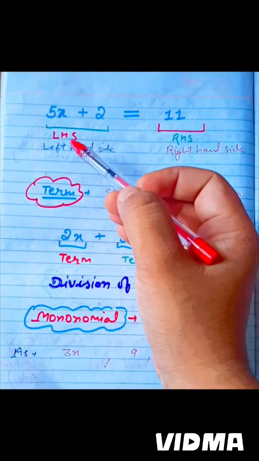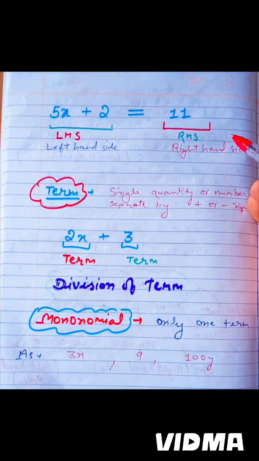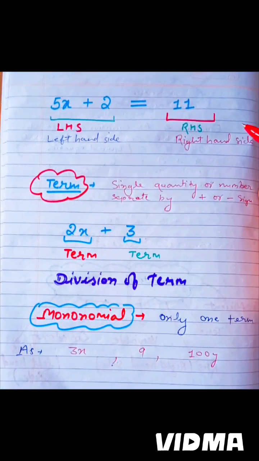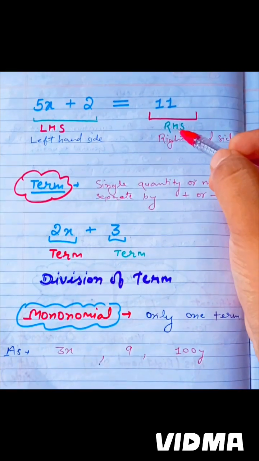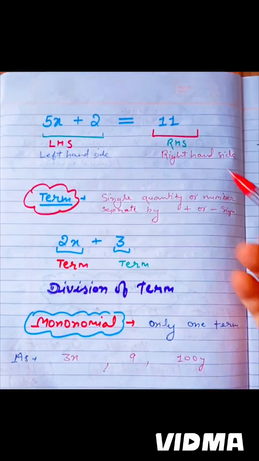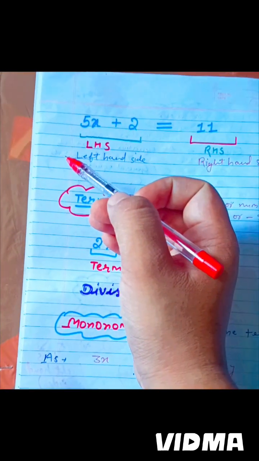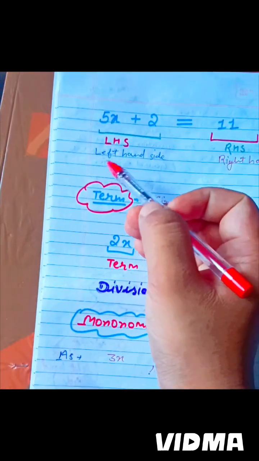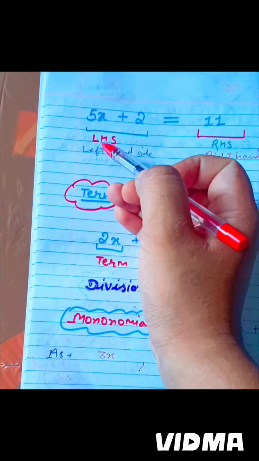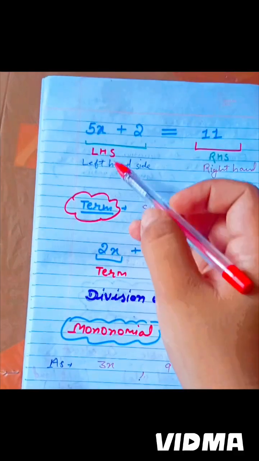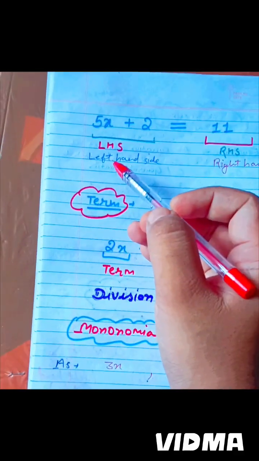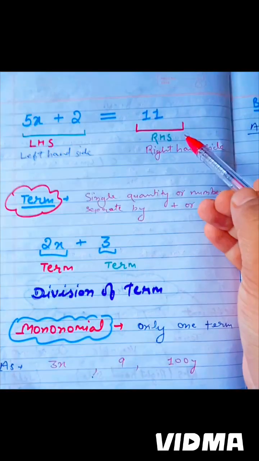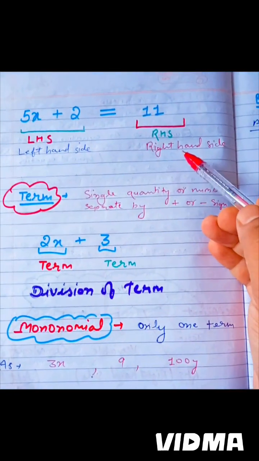You have seen the right hand side, it means our right hand. This side we have 11, and that is right hand side. This side, our left side, is the left hand side, short term is LHS. See that 5x plus 2 is the LHS of the equation, and 11 is the RHS of the equation.